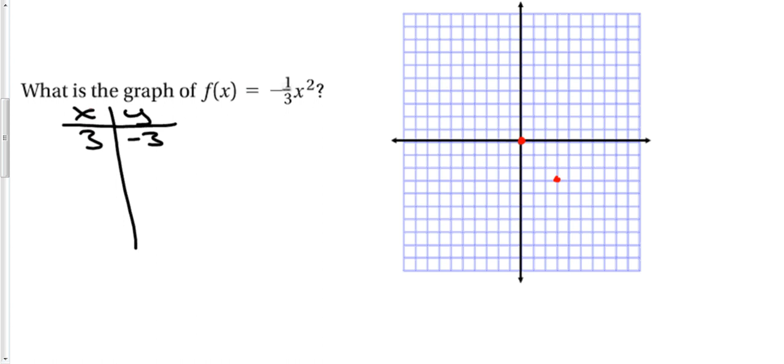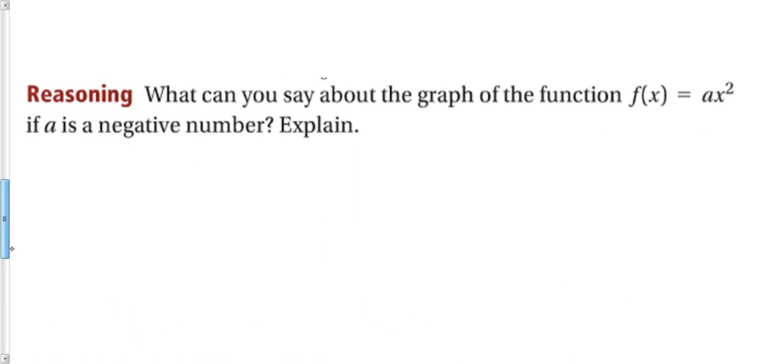And I can also reflect it around my axis of symmetry, which is right down the middle again. The formula for the axis of symmetry is x equal to 0. Okay? And I can plot some more points, but I kind of get the idea, and this is going to go kind of like that. Okay? Which leads us down here to what we can say about the graph of the function ax squared if a is a negative number.